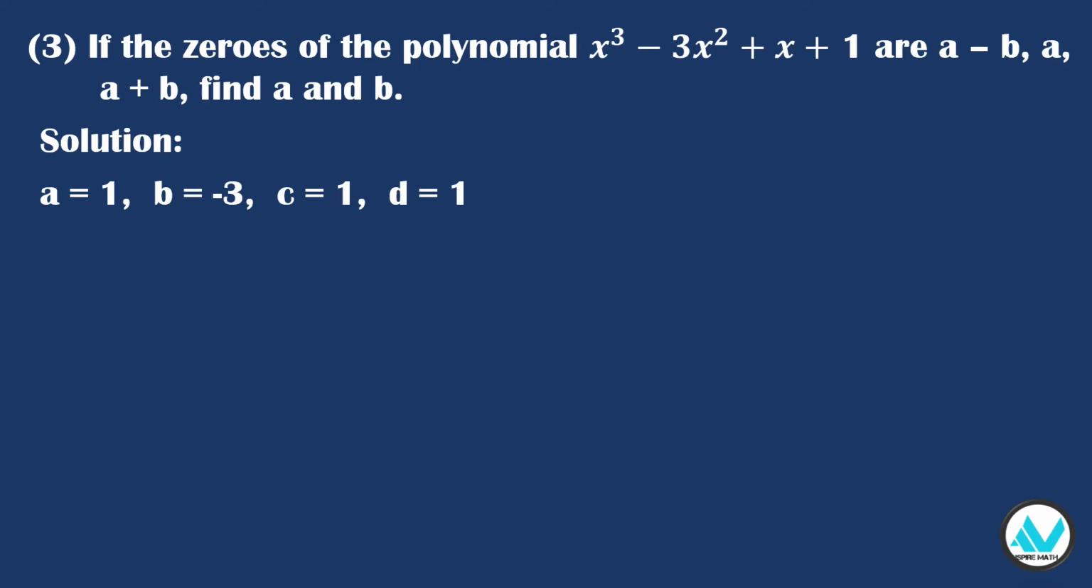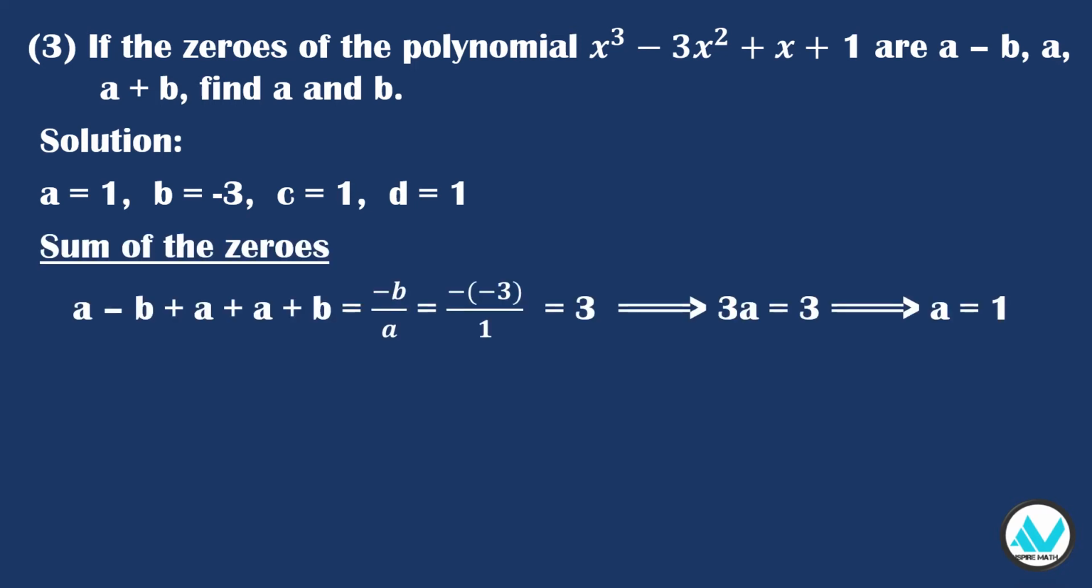Now let's move on to the first condition, that is sum of the zeros. Alpha plus beta plus gamma is nothing but minus b by a. Now here my alpha is nothing but a minus b, beta is a, and gamma is a plus b, which is nothing but minus b by a. So minus of b here is -3. So minus of -3 by 1, which gives me 3. Now when I cancel minus b and plus b in my zeros, I get 3a. So 3a equal to 3 implies a equal to 1.